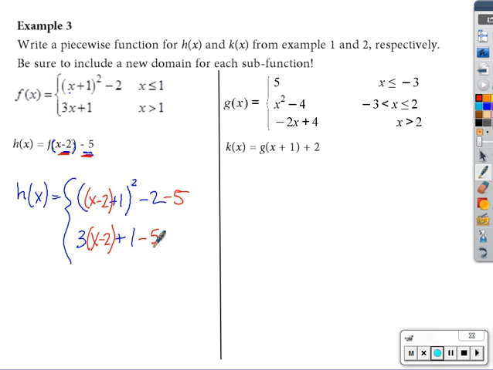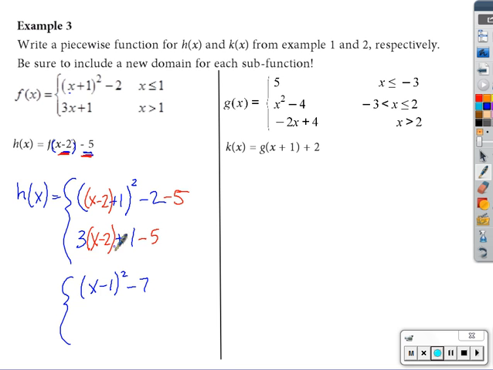Now, I would never want to leave that as my answer. I would want to simplify that function, so that I don't have like terms inside here, like terms outside here, right? So if I do that, I would end up with x minus 1 squared minus 7.